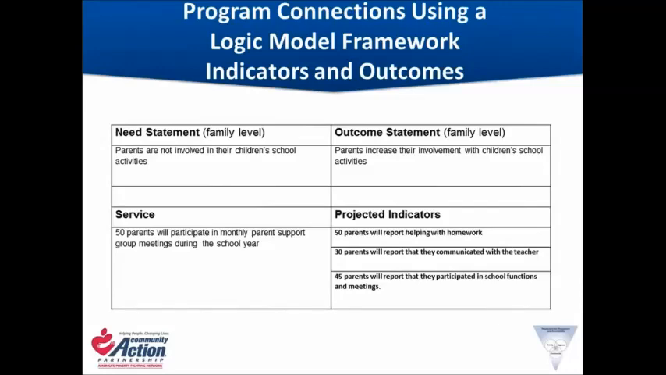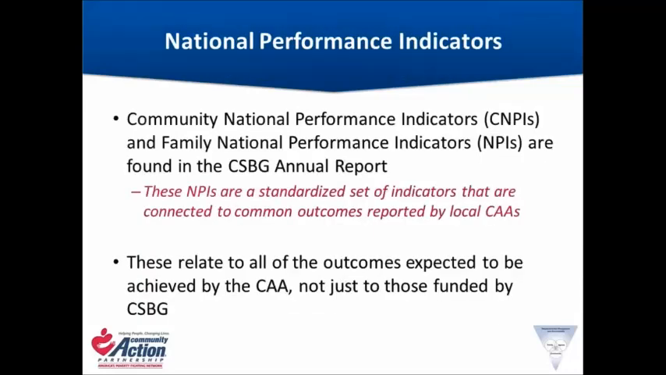And so in the National Performance Indicators, which is part of the CSBG annual report, there are community and family indicators. These are a standard set of indicators that are reported by local community action agencies across the country. So this is one way of looking at indicators, because these are part of the report that your agency provides. And these relate to all of the outcomes that your agency expects to achieve, not just those that are funded by CSBG.